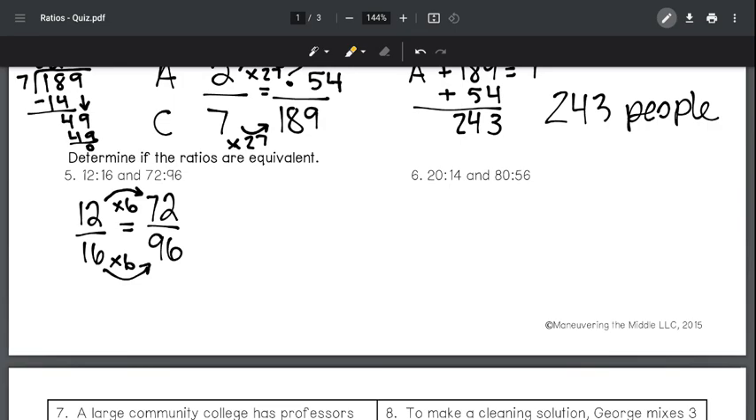If 16 times 6 doesn't equal 96, then they are not equivalent. Okay, so let's see, because 16 times 6 is not a regular problem that we solve. 6 times 6 is 36. 6, carry the 3. 6 times 1 is 6, plus 3 is 9. It is 96. So we can take both of the numbers on the left, multiply them both by 6, and get the numbers on the right. So yes, these are equivalent. And the scale factor, what we're multiplying by to get the right side, is 6.